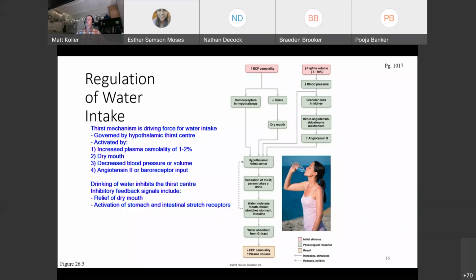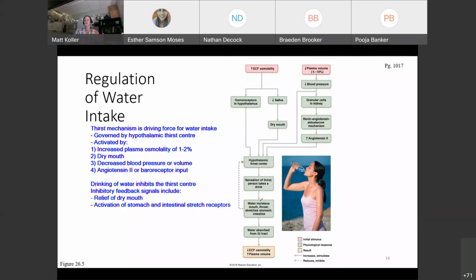Another possible signal, decreased plasma volume, right? So remember, that's different than osmolality. Decreased plasma volume, your blood volume has gone down 5 to 10%, which leads to a decrease in blood pressure, which activates these cells within the kidney, which activates the renin-angiotensin-aldosterone mechanism, which basically just says, hey, we need to pump out more angiotensin. But if you have these osmoreceptors in the hypothalamus activated, you have decreased saliva and a dry mouth. And if you have increased angiotensin 2, this all leads to your thirst center being activated. Now you're thirsty. You want to take a drink.